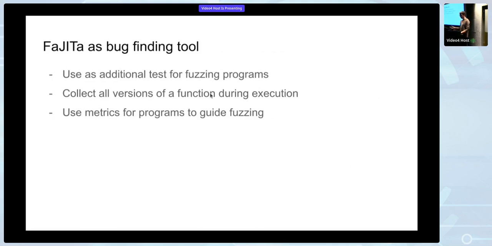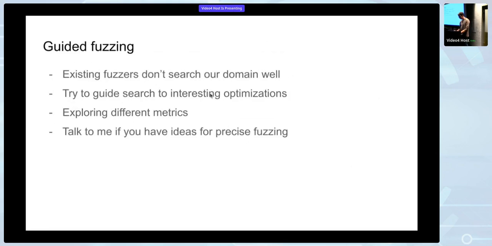To do this, we're basically just collecting all versions of a function during execution, which we're able to do with another tool that we've developed, which Michael is the primary lead on, which allows us to collect runtime information as Firefox is executing and basically dump a bunch of extra information so that we can actually use this technique online. We can also use the data that we dump and collect as additional metrics to guide the fuzzing process in the first place.